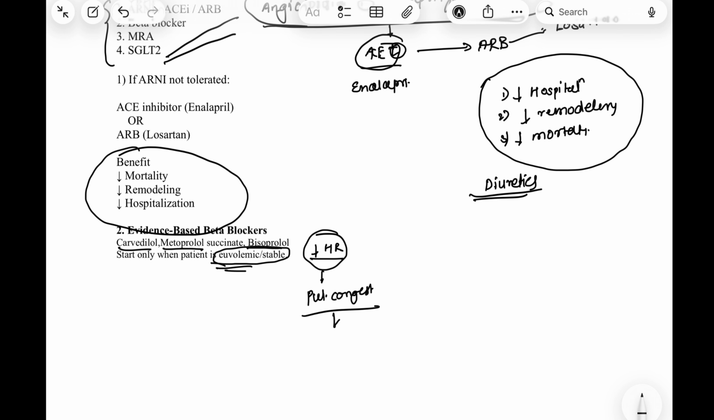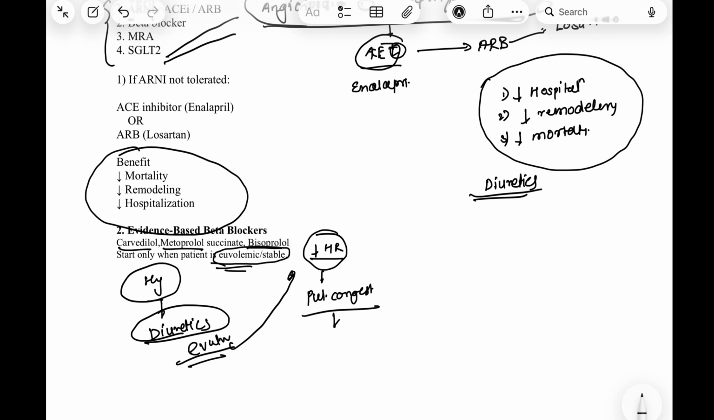Again, if the patient is hypervolemic, then what will we do? We will start this patient on diuretics, right? And after getting euvolemia, we will start this patient on a beta blocker, right? So this is something we must understand and we must remember about the beta blocker.